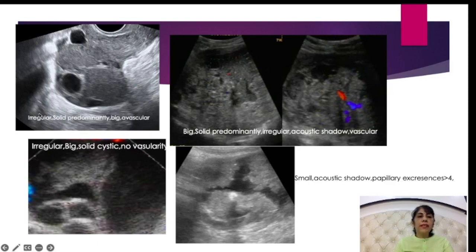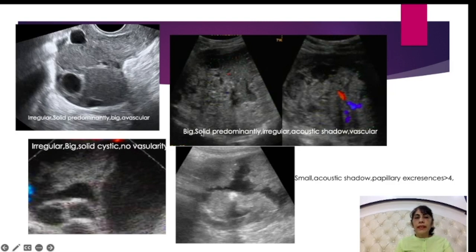So we have features which are favoring malignant. It is irregular, it is solid, predominantly it is a big one, and the only benign feature I had was avascular. But when this was analyzed, this turned out to be a dermoid, right? So these are the areas where you have to be careful.